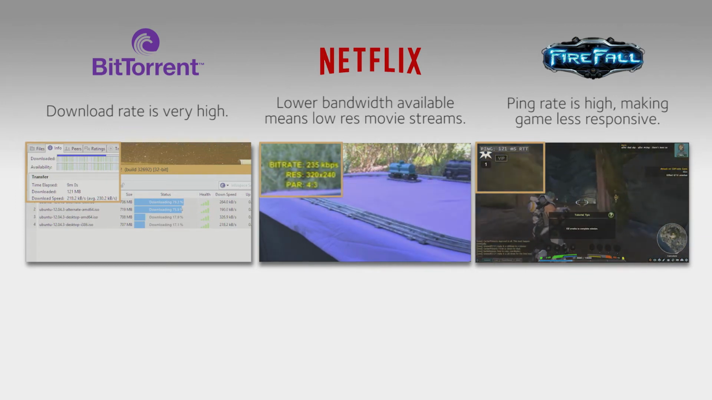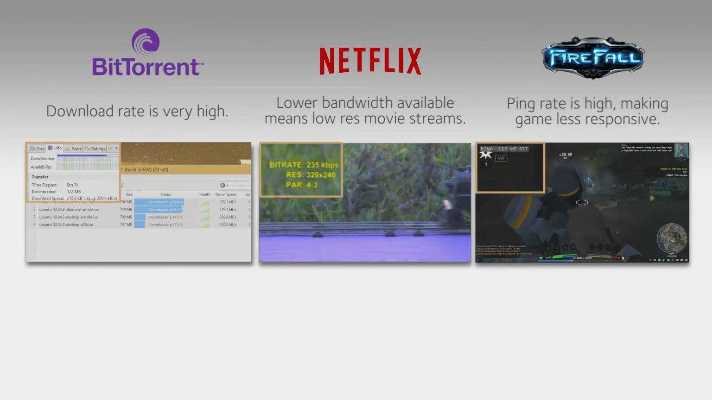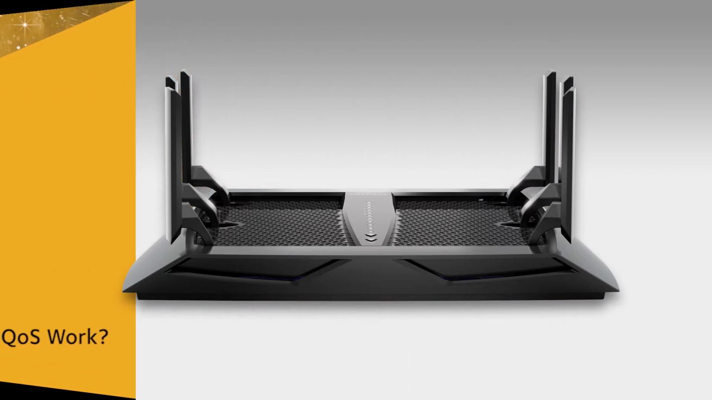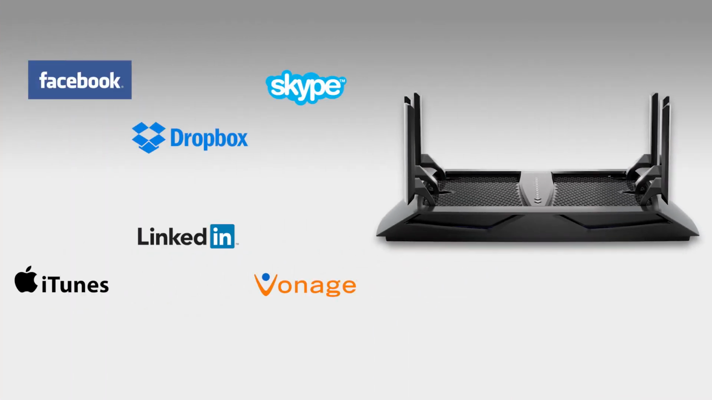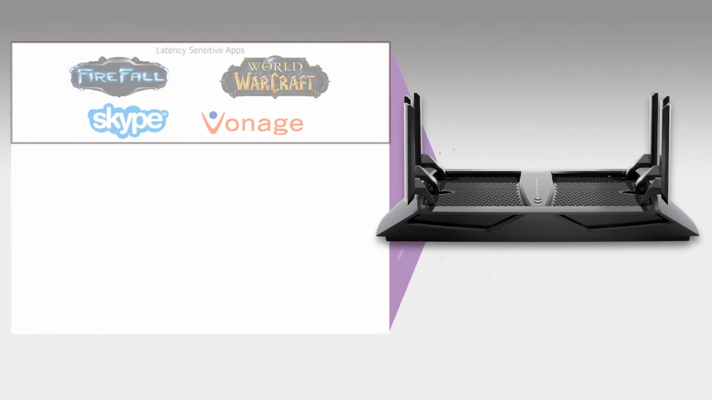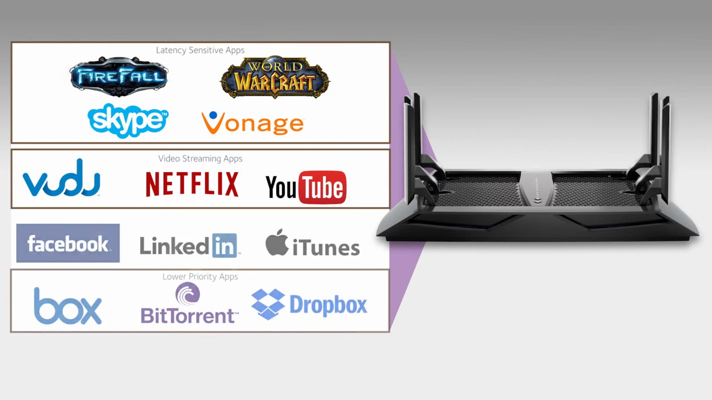To meet the demands of today's and tomorrow's Internet traffic, NETGEAR developed Dynamic QoS. There are 4 capabilities that separate NETGEAR Dynamic QoS from other QoS methods. First, the X6 recognizes applications and allocates the bandwidth required by each. The X6 smartly manages bandwidth, so latency-sensitive apps always get through first. Video streaming gets the largest possible bandwidth, and lower priority apps never get choked off.